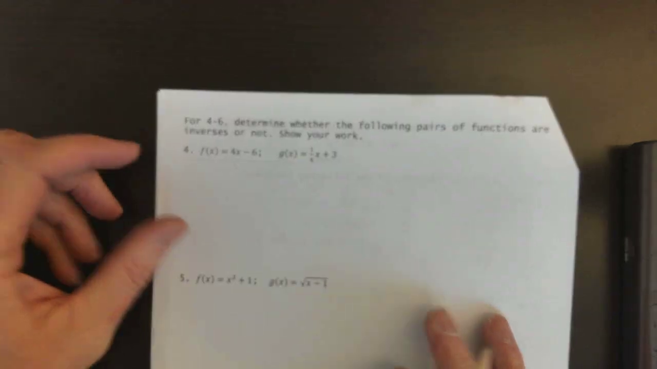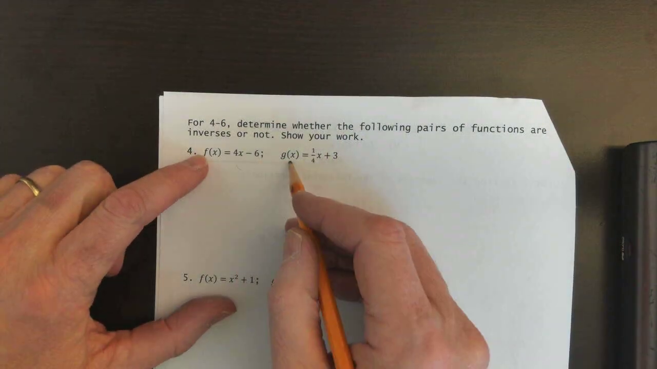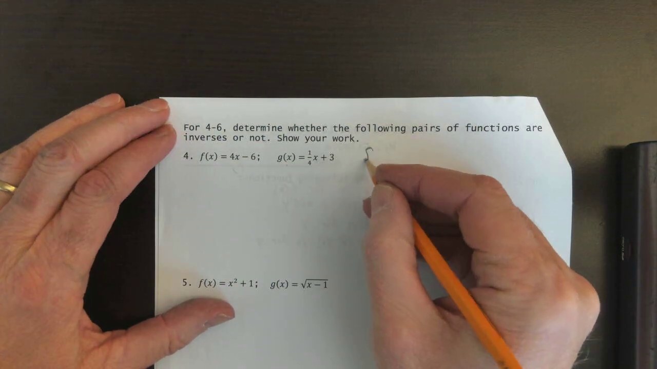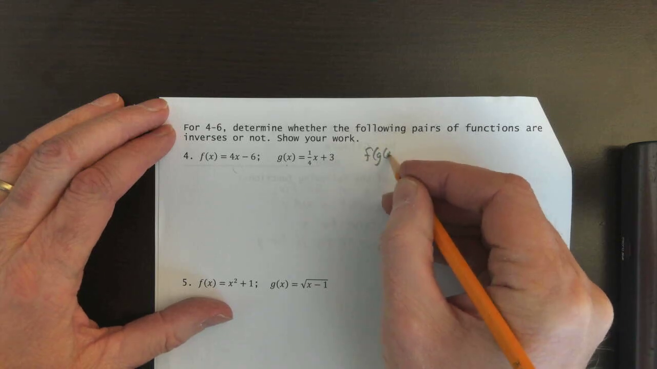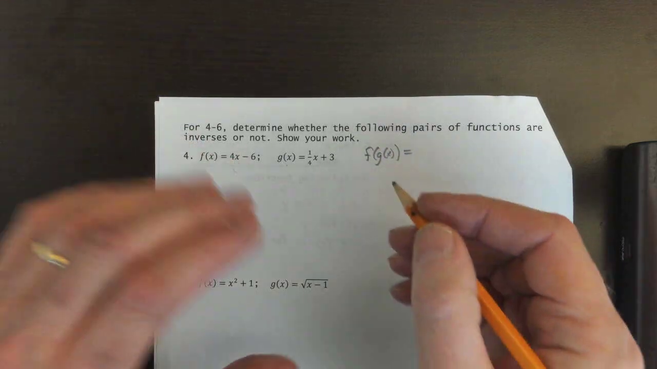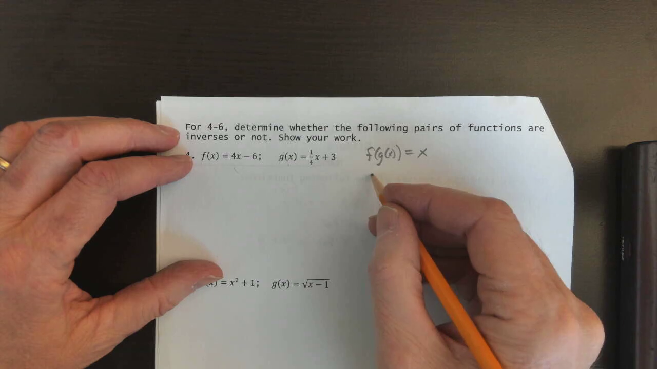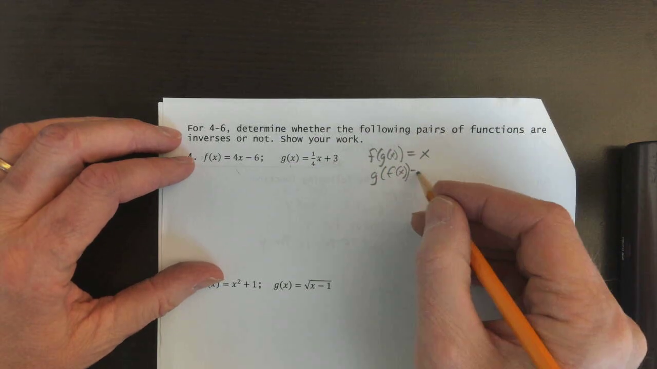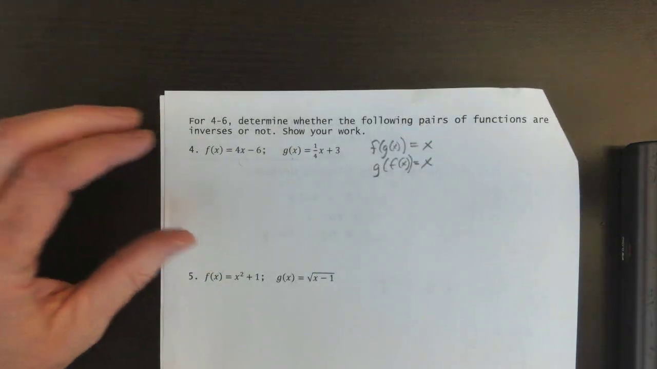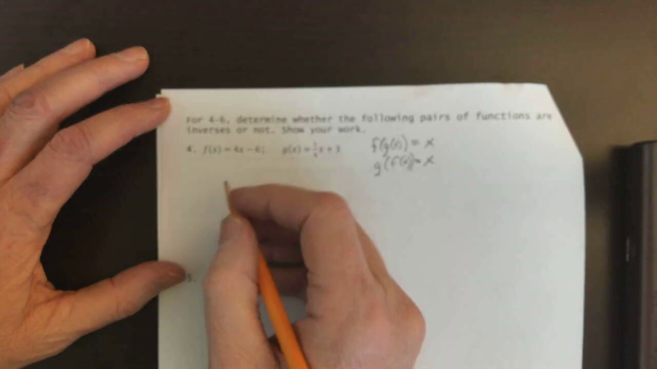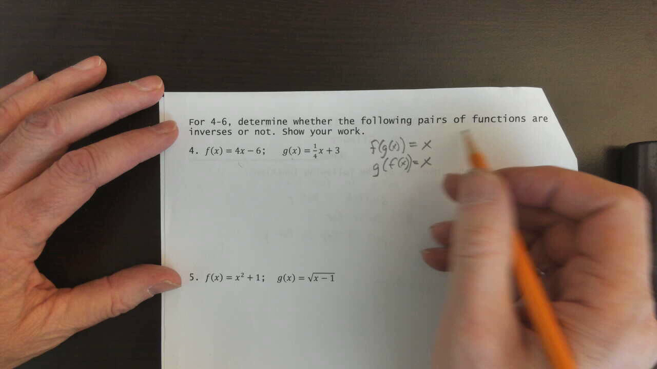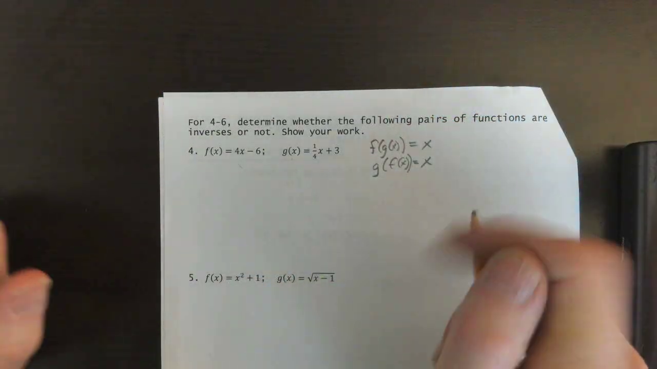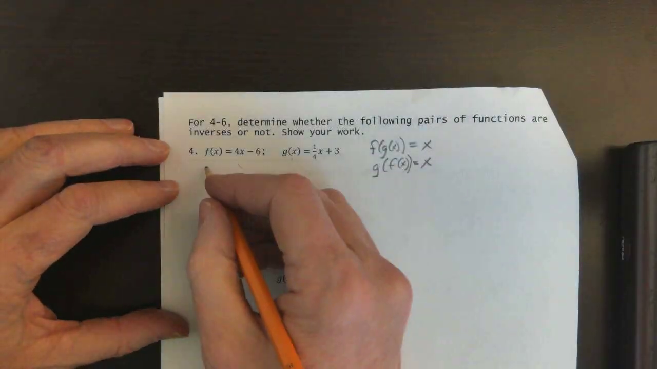Now, if you need to determine, you have a pair, you have f of x and g of x, you need to show that f of g of x, the composite function, is equal to x, and you need to show that g of f of x is also equal to x. So let's get started on that. And if it checks off on both those cases, then they are inverses.